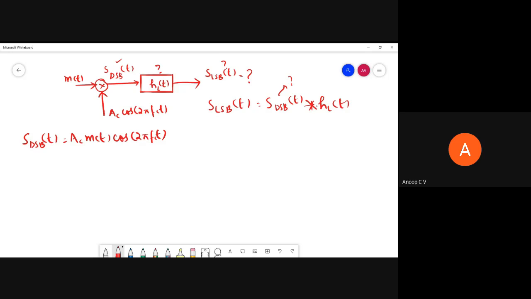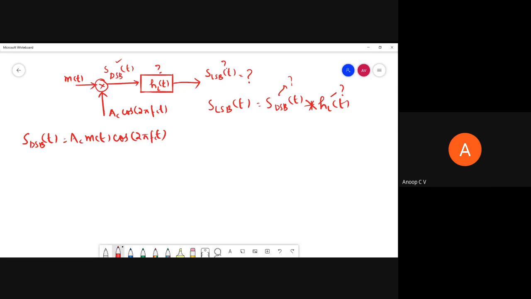But we don't know what this h_L(t) is. This filter should be something. It should suppress the upper side band. If I discuss it in the time domain, you won't get much clarity.